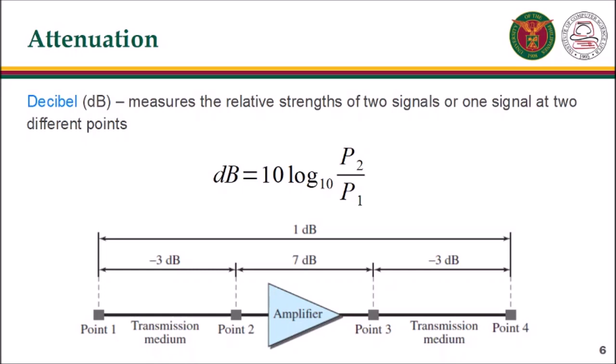To show that a signal has lost or gained strength, engineers use the unit of the decibel. The decibel measures the relative strengths of two signals or one signal at two different points. Note that the decibel is negative if a signal is attenuated and positive if a signal is amplified.